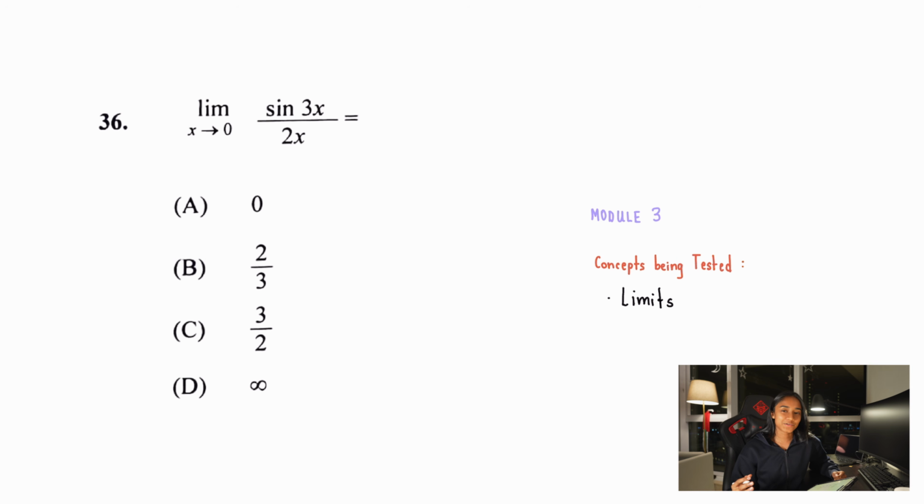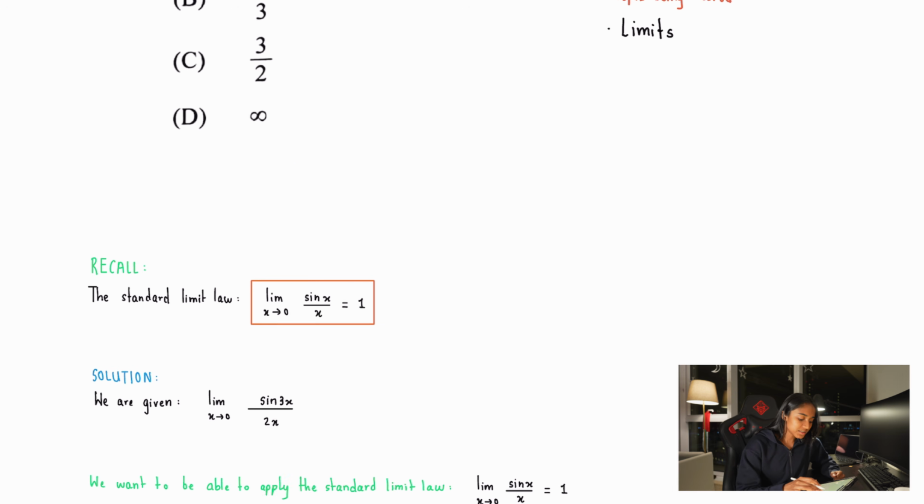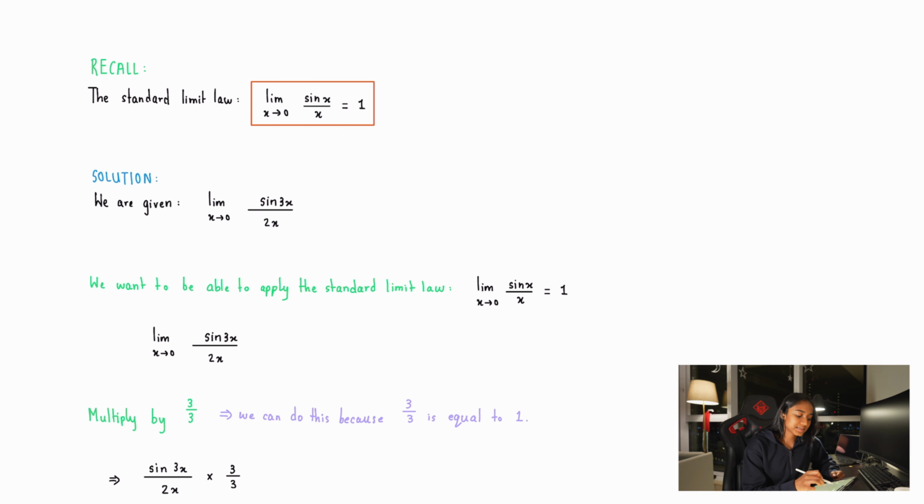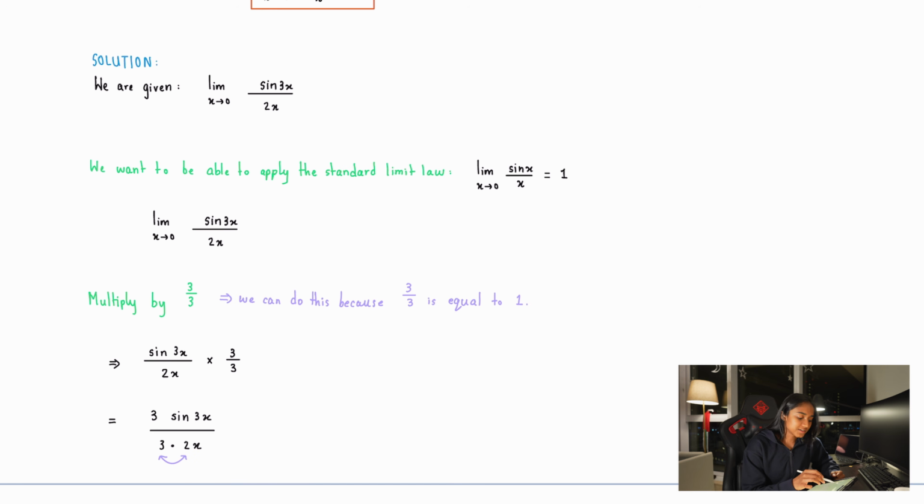Number 36 brings us back to limits. So it says the limit of sine 3x over 2x as x tends to 0 is which of these values? So we know that the standard limit law, the limit of sine x over x as x tends to 0 is 1. We've used it already. We are given this limit. So we want to be able to apply this limit law.